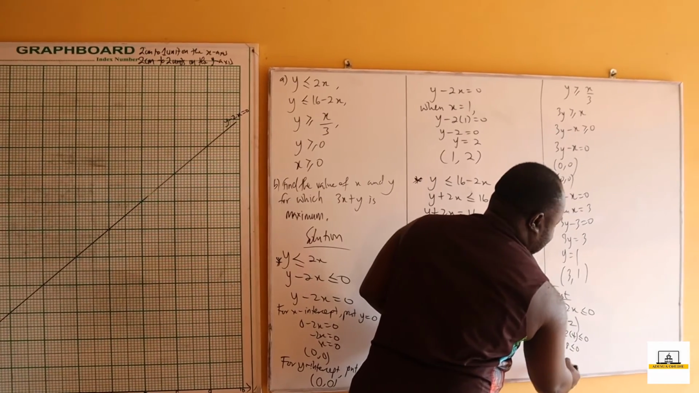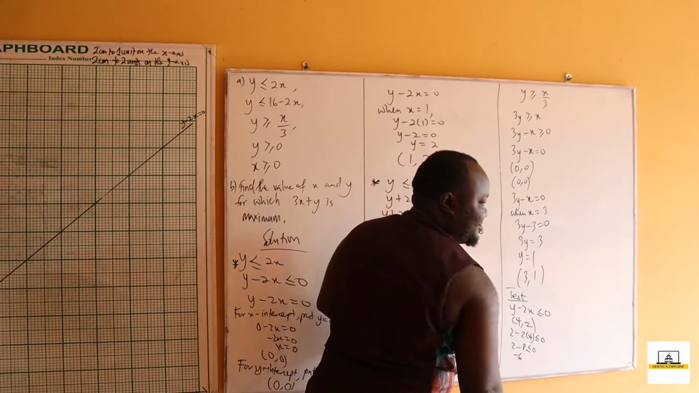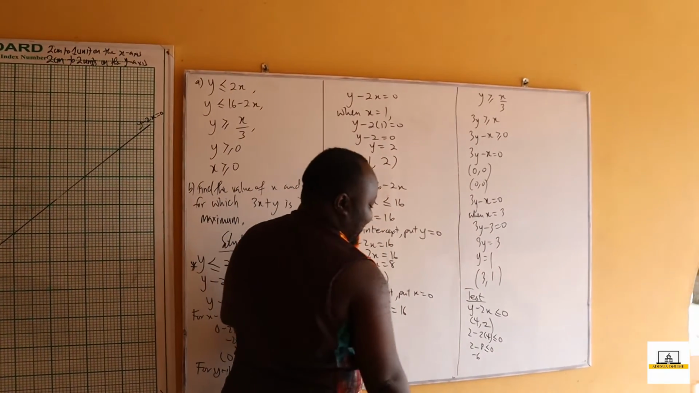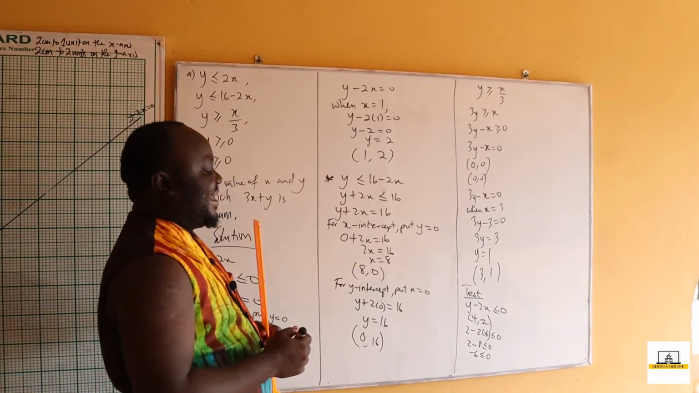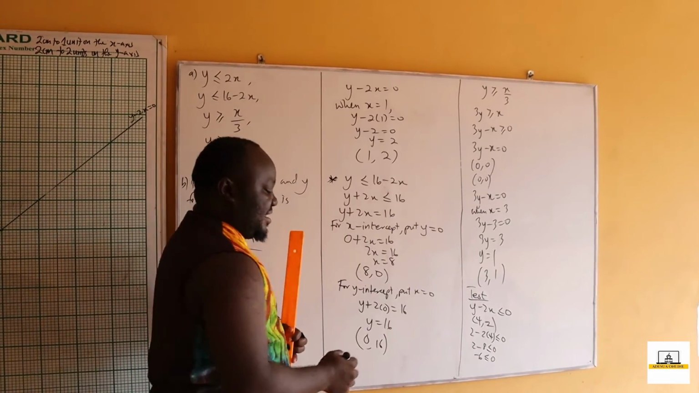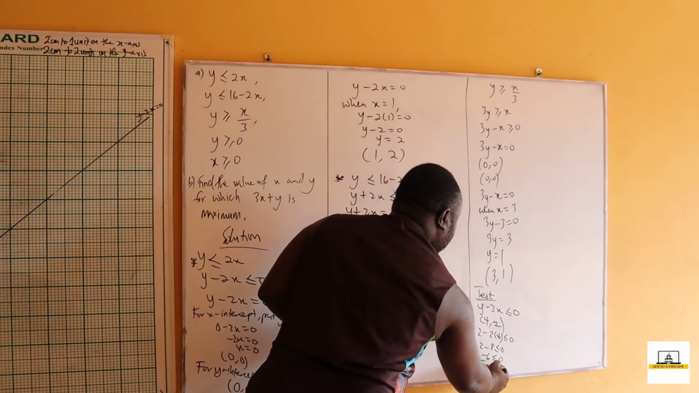2 minus 8 is negative 6. So negative 6 is less than 0. Now you ask yourself, is negative 6 less than 0? This is a true statement, okay?